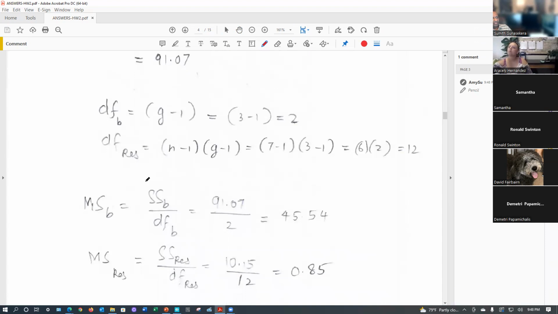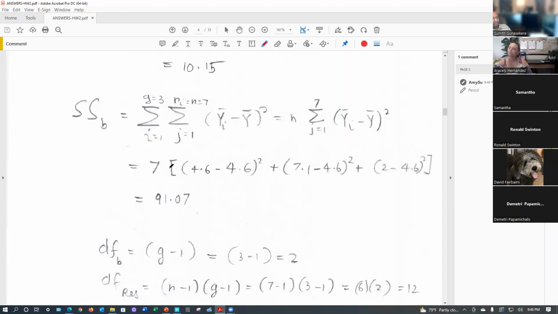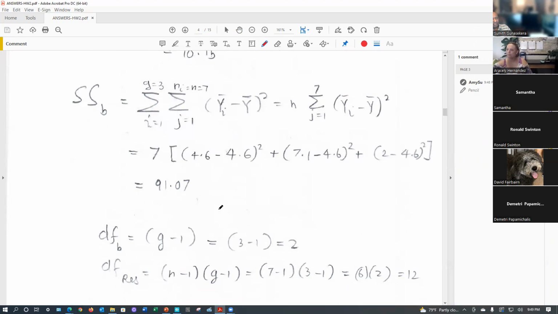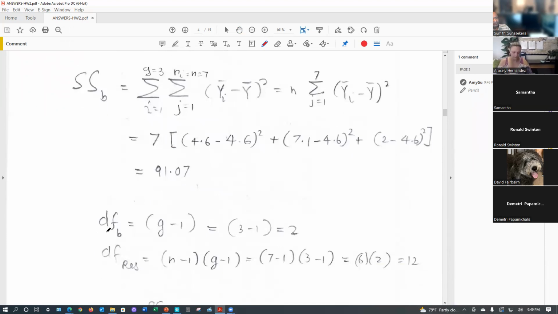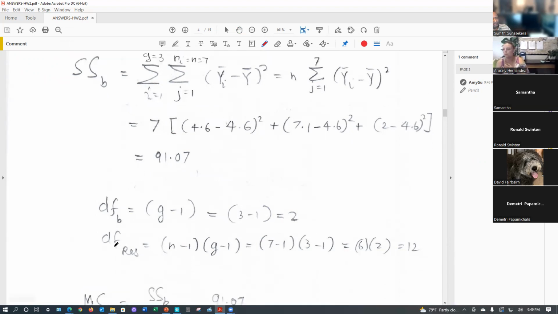This is for the between, meaning group to group. You see that particular group's column mean minus grand mean, 4.6. There are only 3 means, column means, I subtracted. Then I calculate the degrees of freedom for between: G minus 1, 3 minus 1, which is 2. Then the degrees of freedom for residuals, N minus 1 times G minus 1, which is 12.